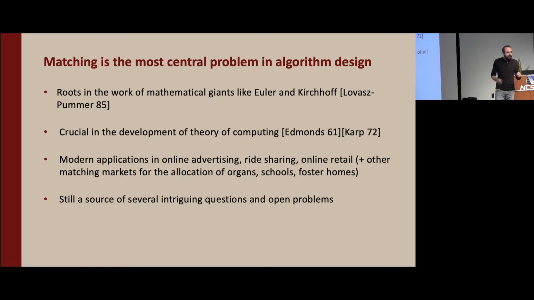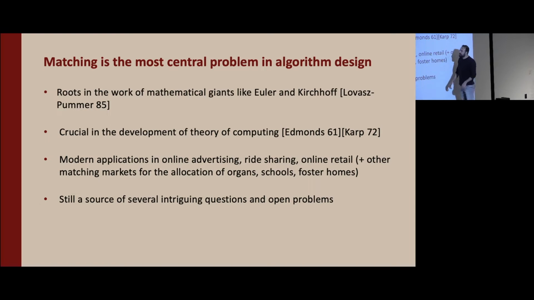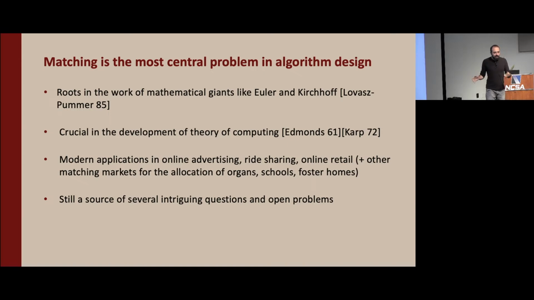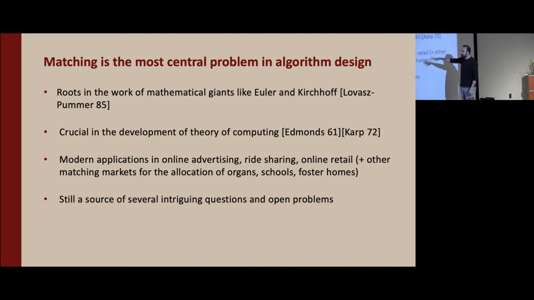Karp's paper that reduces combinatorial problems to each other, the problems that we now call NP-hard, has three-dimensional matching as one of the examples. And now with the advent of modern applications in online advertising, ride-sharing, and online retail, algorithms are deployed to match the demand and supply for all these applications at scale. And these new applications have been a source of several intriguing questions and very challenging open problems.